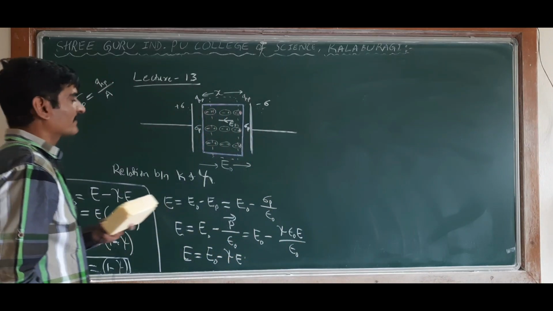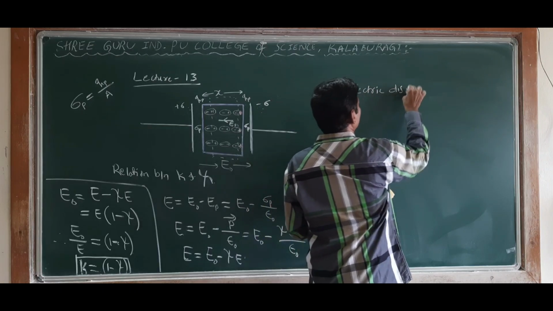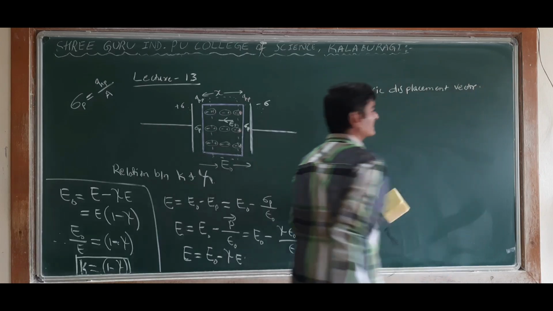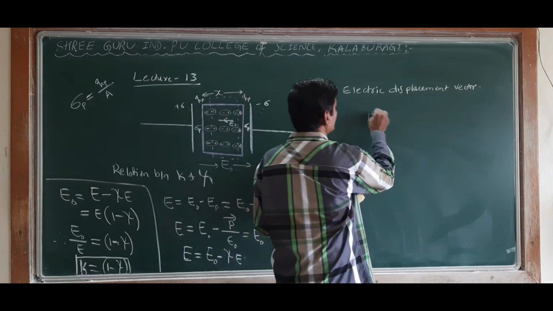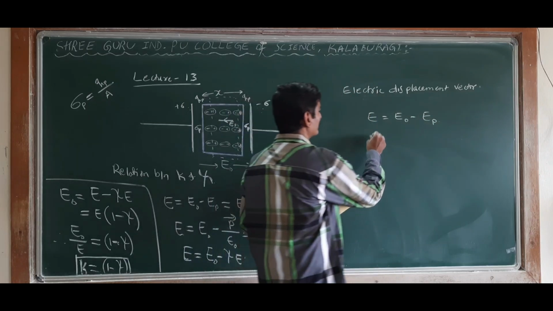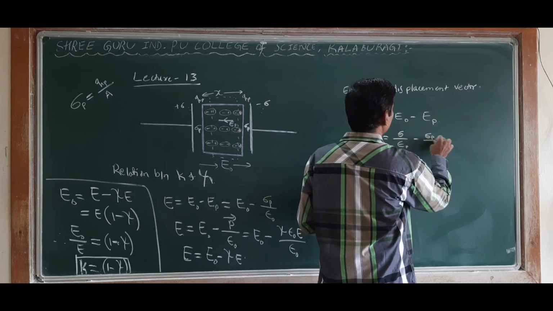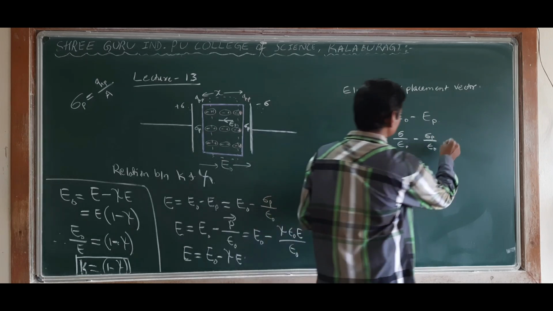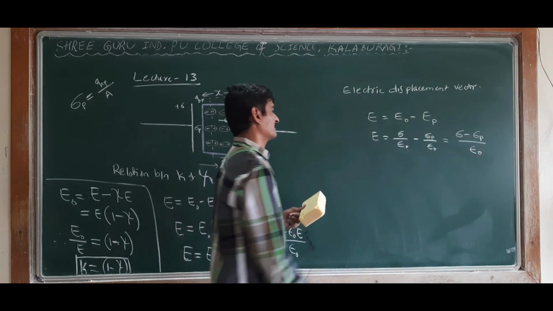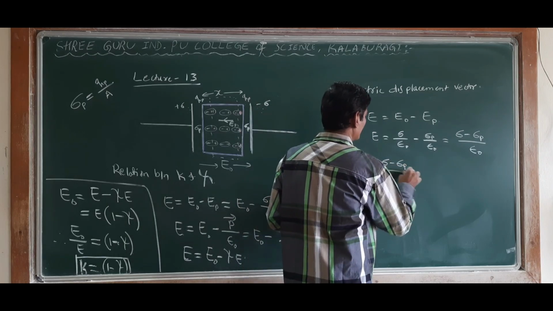So now let us study another concept, the electric displacement vector. We know that E is equal to E naught minus E P. So further you can write it as E is equal to sigma divided by epsilon naught minus sigma P divided by epsilon naught, that is, sigma minus sigma P divided by epsilon naught.